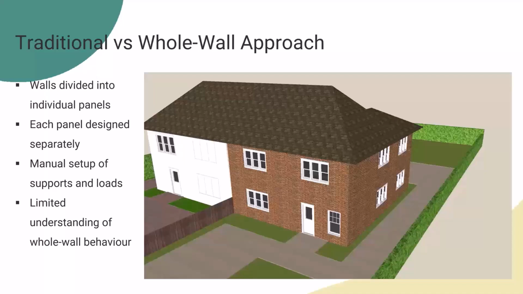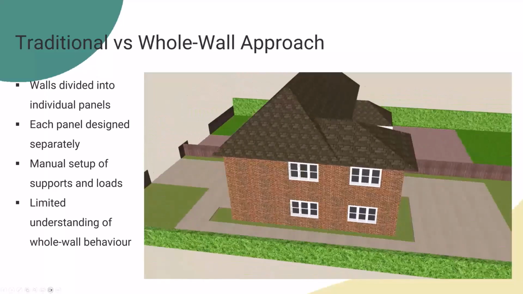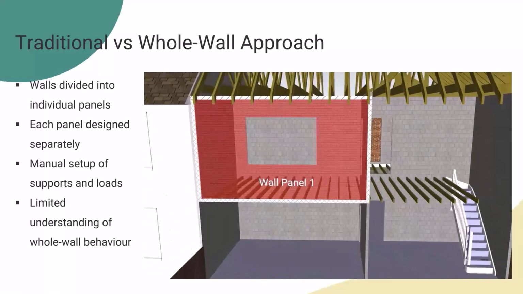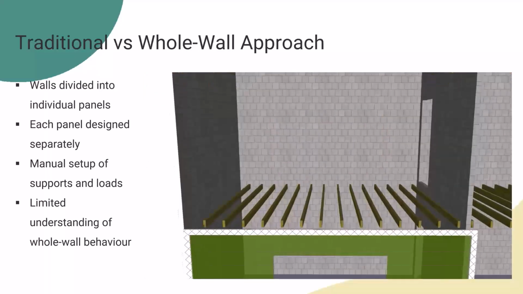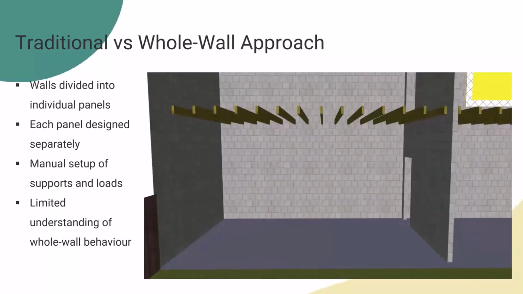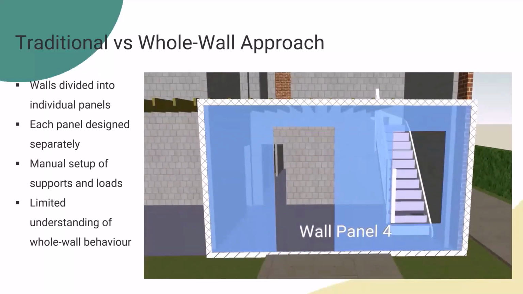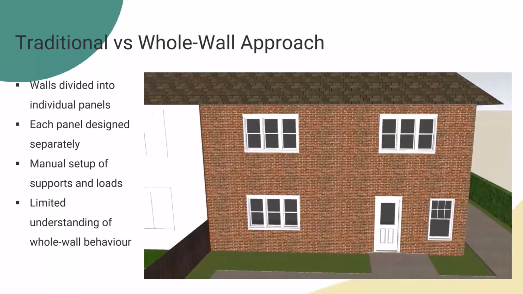In that session, Patrick used this semi-detached house example with typical walls, each panel was designed separately with its own support conditions, loads, and openings. You might remember he talked through each wall panel on the front elevation, panels 1 to 4, defining the fixities along the edges, applying roof and floor loads manually, and then checking each panel individually for capacity.